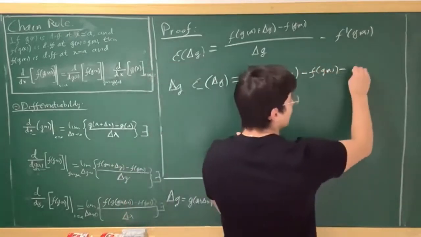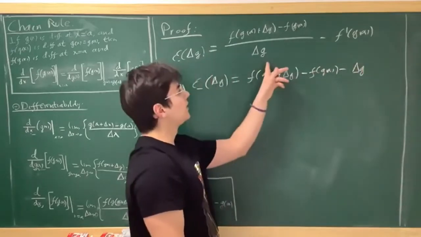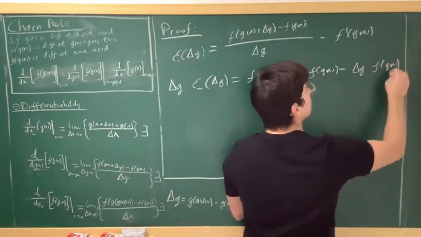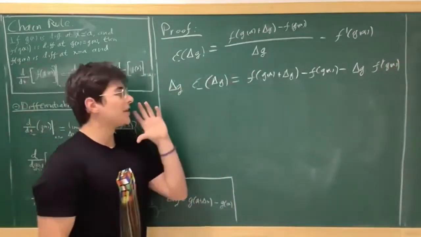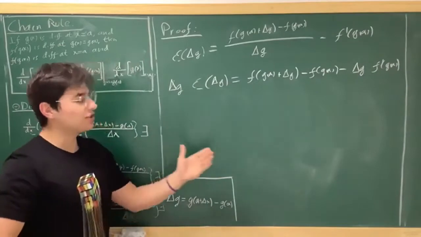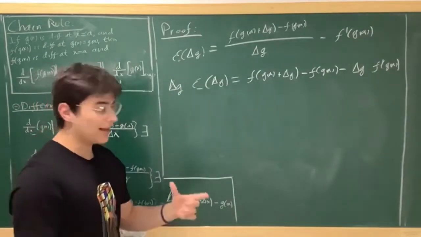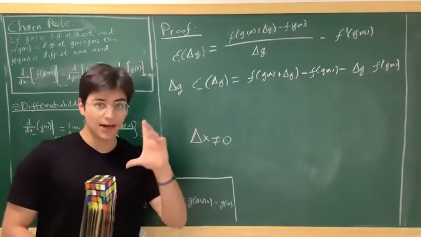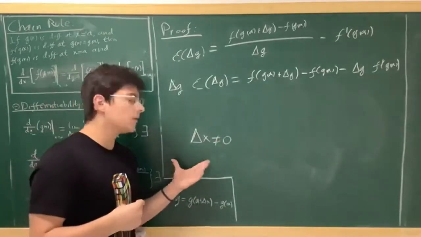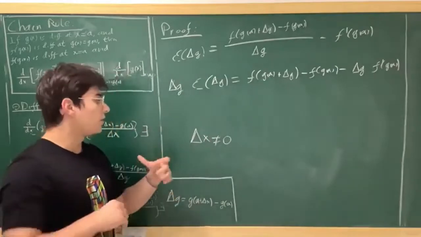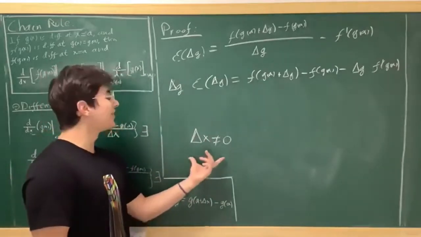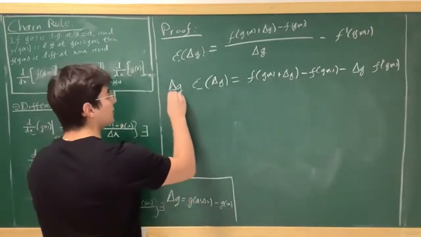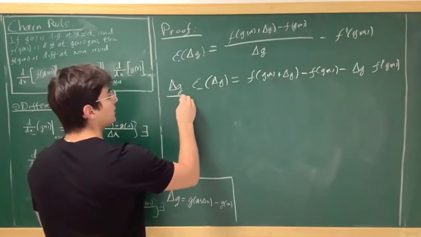minus my increment in g, because we're multiplying everything by increment in g, times f prime g of a. Now, the next thing that we're going to be doing is just dividing everything by the increment in x. And just like before, the increment in x is not 0. It can approach 0, and in fact it will do it later on, but it is not 0. So, for practical purposes and theoretical ones too, we can divide by it. So, let's just divide everything by this.